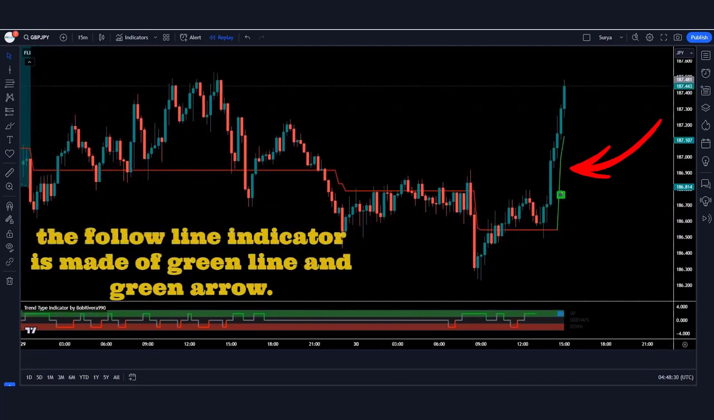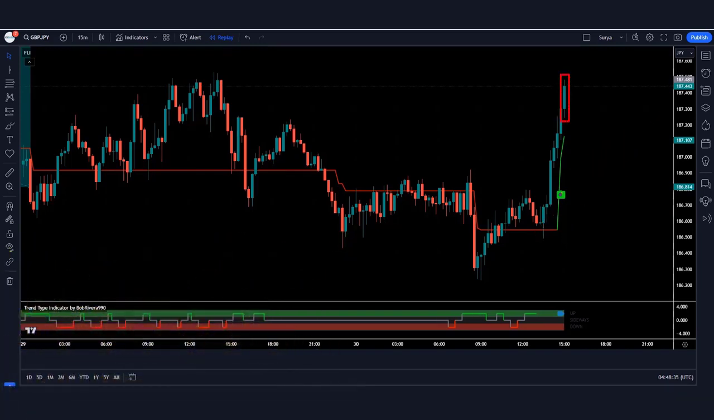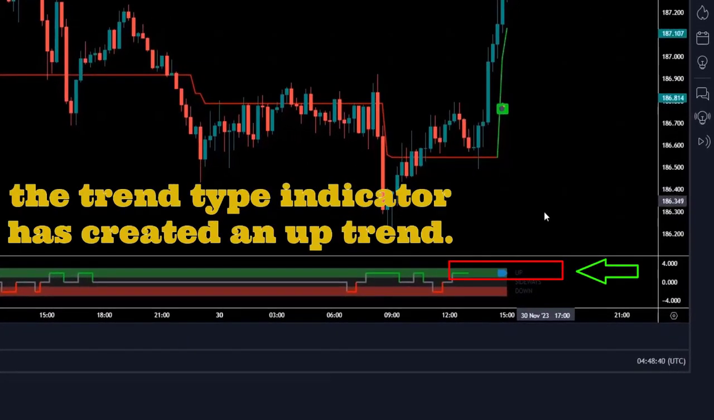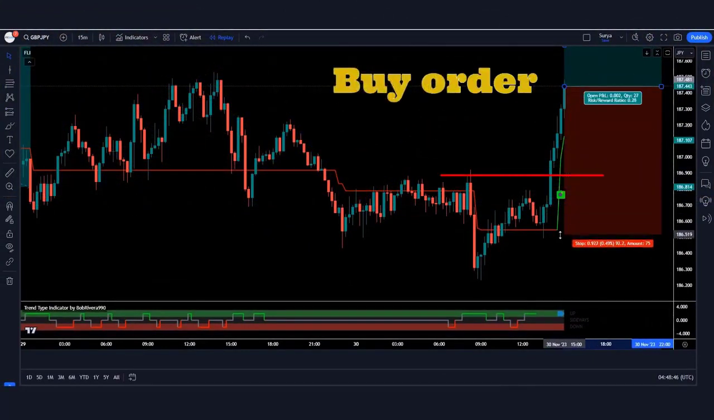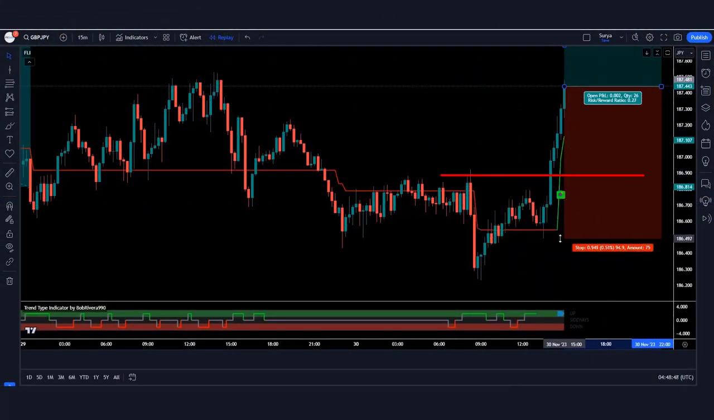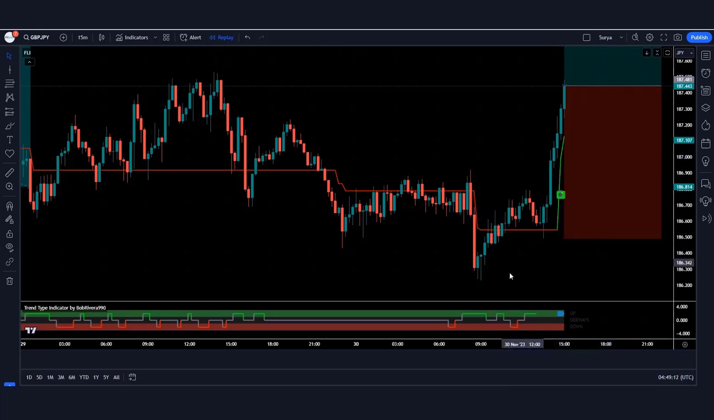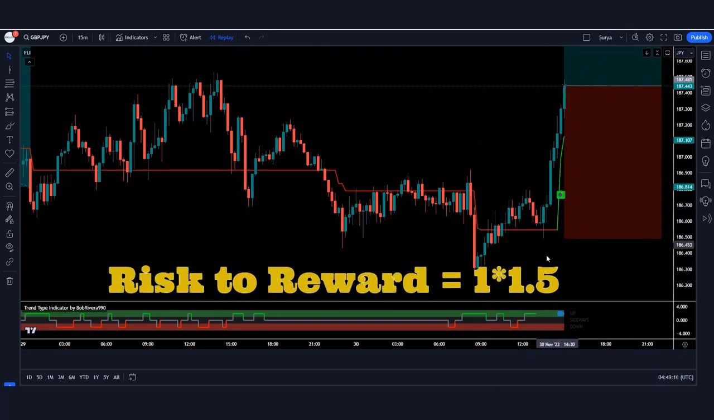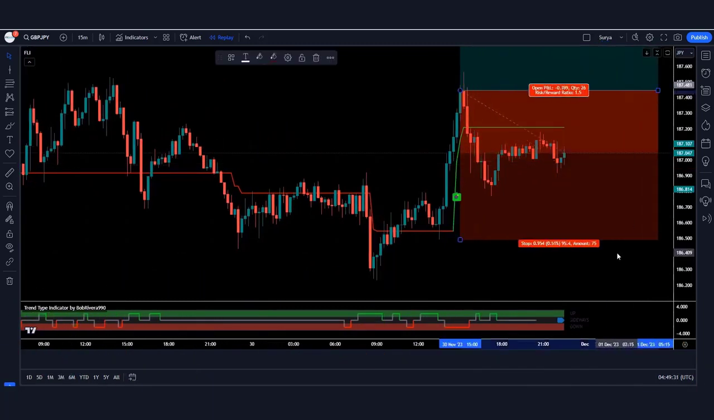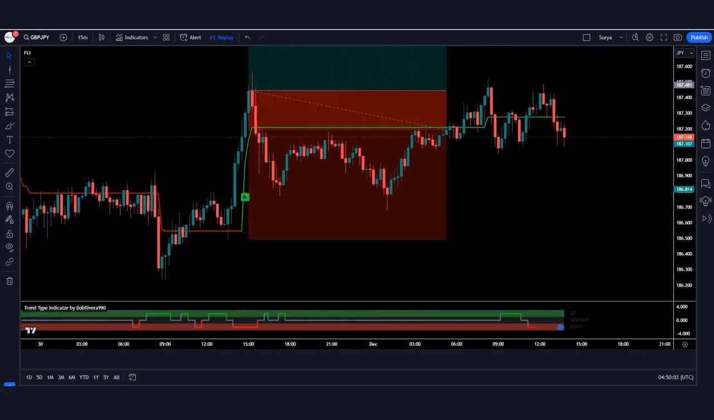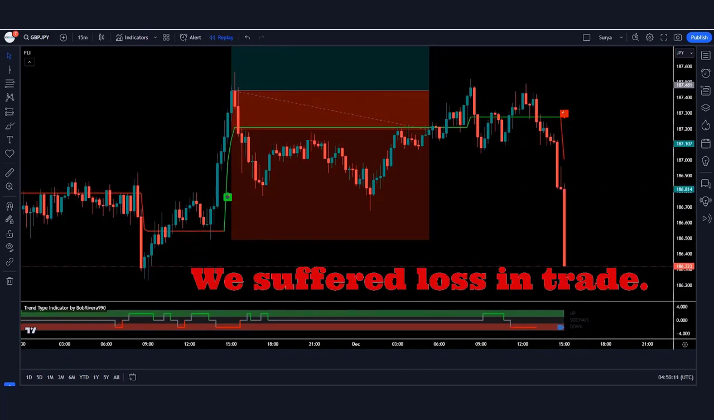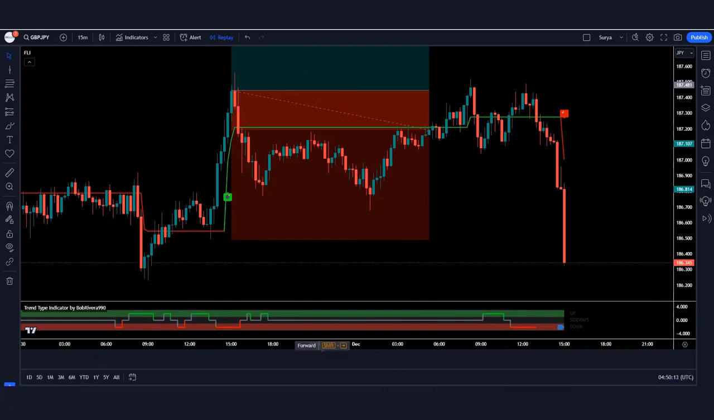Here the follow line indicator is made of a green line and green arrow. And the market has made a bullish candle. And the trend type indicator has created an uptrend. If this condition is fulfilled, so we will place a buy order. And stop loss will be kept at the last low. And the risk to reward ratio will be 1:1.5. Our trade suffered a loss. Let's see the next trade.